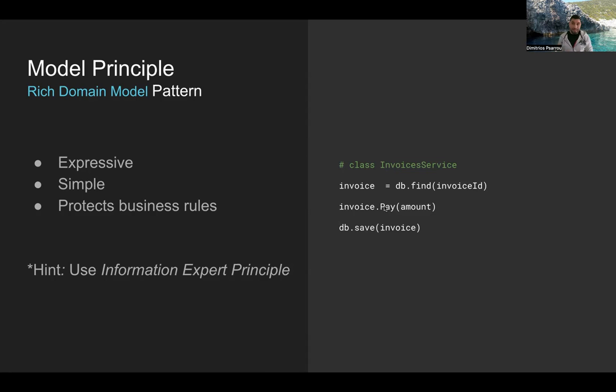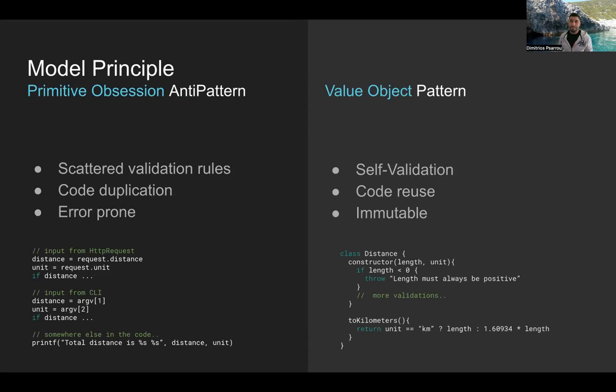It is the only one that knows how to check if it hasn't been paid before. And it can also have other business rules or behavior, for example, allowing partial payments. The service layer is simplified and restored to its only responsibility, which is coordination. Let's look at another scenario where the model principle helps us create better software.